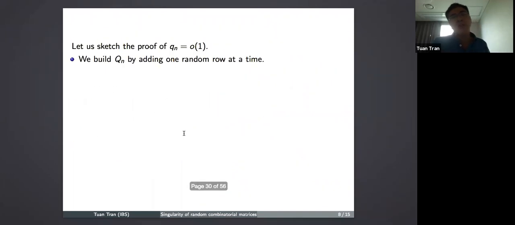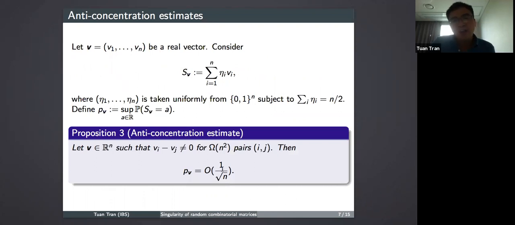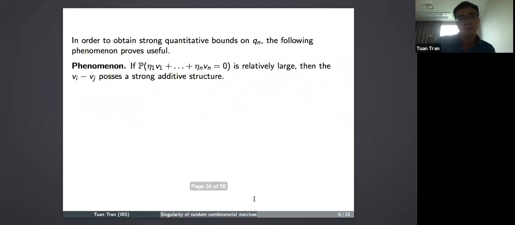And so here, actually by the previous argument, we can get an upper bound of 1 over square root of n easily. But what we really want is to get an exponential upper bound. So we have to go beyond this estimate. In order to get a stronger quantitative bound on the singularity probability, the following phenomenon is quite useful. And actually this phenomenon is suggested by the previous proposition.